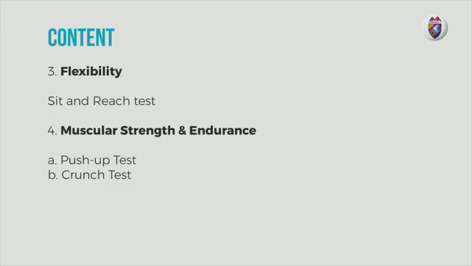The third test will determine your lower body's flexibility, where you will perform the sit and reach test. The fourth and fifth tests include determining your muscular strength and endurance, where the push-up test will determine your upper body strength and endurance, while the crunch test will determine your abdominal or core's endurance.